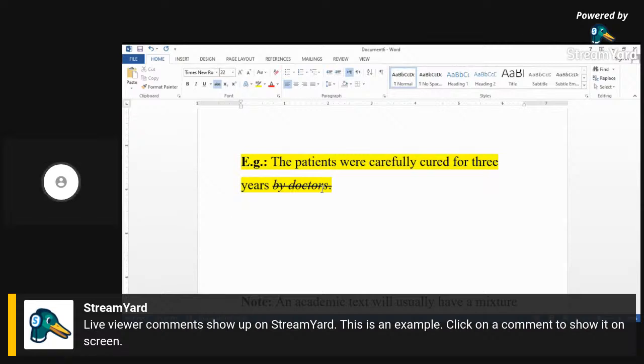It's clear that doctors just cure the patient. So it is not necessary to mention in here the doer of the action.